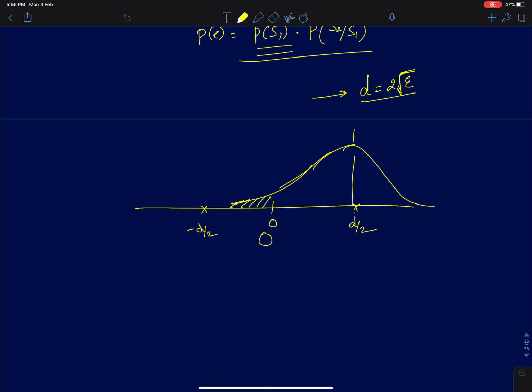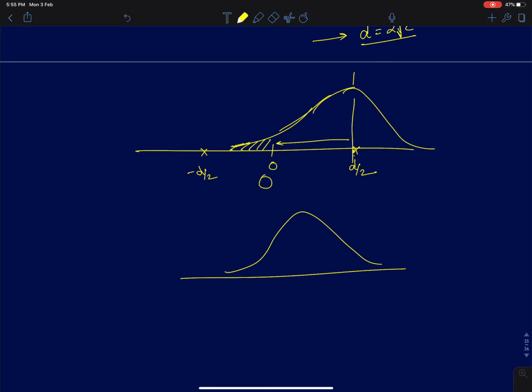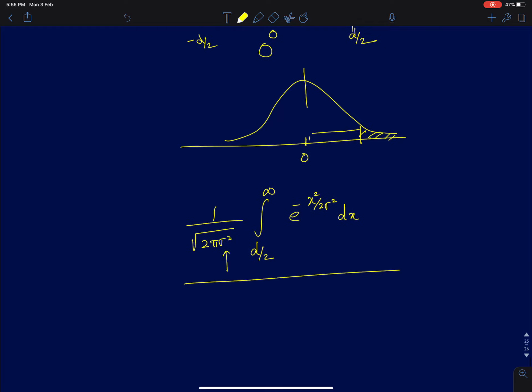It's simply this: from the mean, I have to advance a distance of D by 2. So this is equivalent to finding the area of a Gaussian function at origin, if I move a distance D by 2 and find this area. That area integral is going to be the integral from D by 2 to infinity of 1 by root of 2 pi sigma square, because this is a noise variable with variance sigma square, e power minus x square by 2 sigma square dx. So this is your probability of receiving S2 given S1 is transmitted.